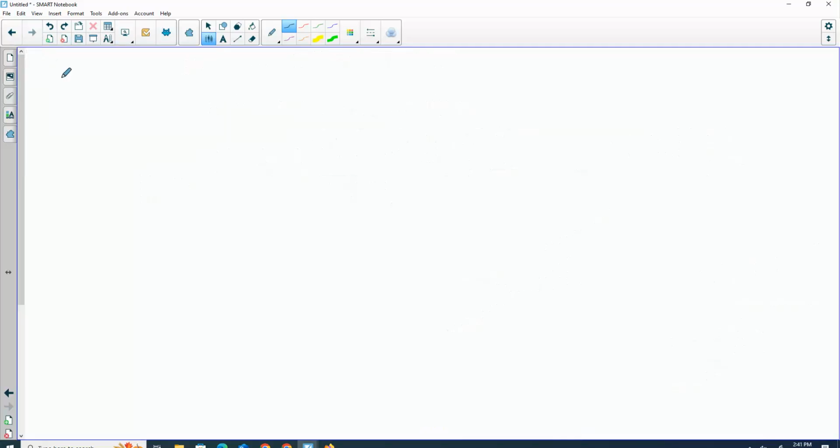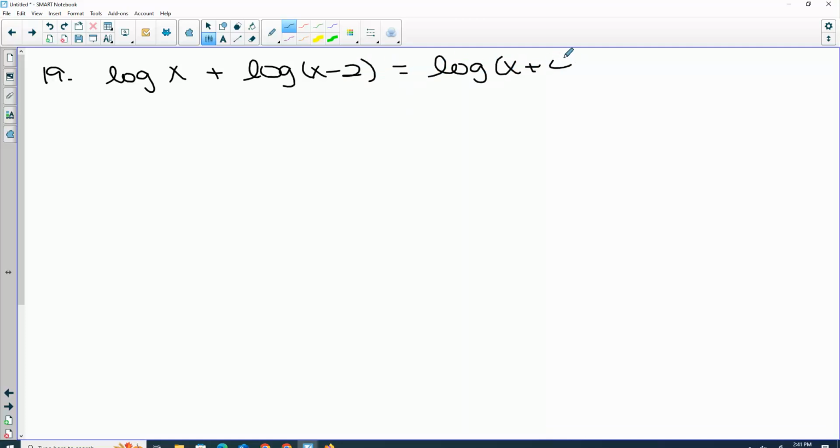Let's look at problem 19. So this one has a lot of logs in it. Log of x plus the log of x minus 2 equals the log of x plus 4. And there's really two different options. We can move everything onto one side and put it together, but the easier option is probably just to work to get one log on each side. These logs are added, so what do we do with the arguments? So that would be x squared minus 2x.